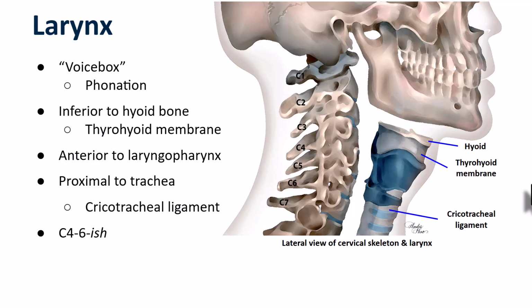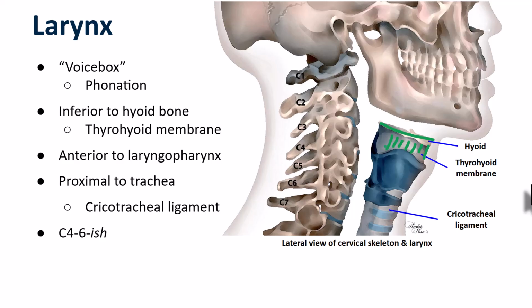The larynx, or colloquially the voice box, is the portion of the respiratory system which is responsible for phonation, or language sounds. So if you're listening to me, it's complements of my larynx as well as your ears and a very complex neural pathway. Now, the larynx sits inferior to the hyoid, and it's suspended by the thyrohyoid membrane.